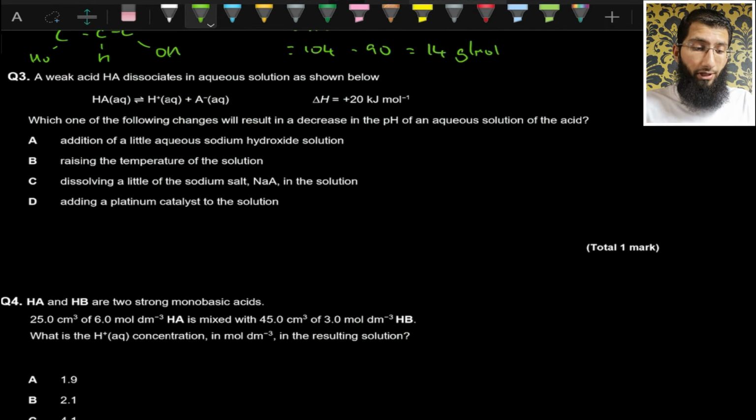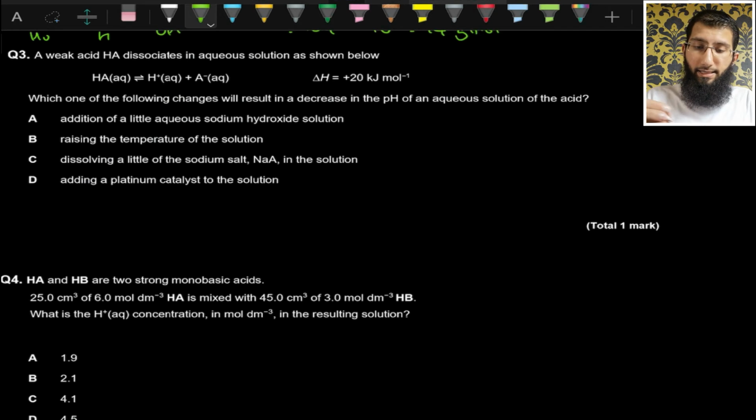Moving on to question number 3. You're told that a weak acid, remembering that weak acid only partially dissociates, in aqueous solution as shown below. And we can see the partial dissociation from the use of the equilibrium arrows. You're also told the enthalpy change for this, and that's given as a positive value, 20 kilojoules per mole, signifying to us that the forward reaction is endothermic because it's got a positive value.